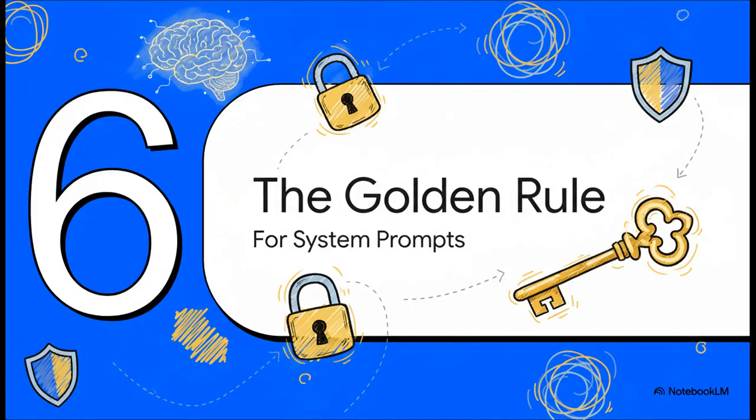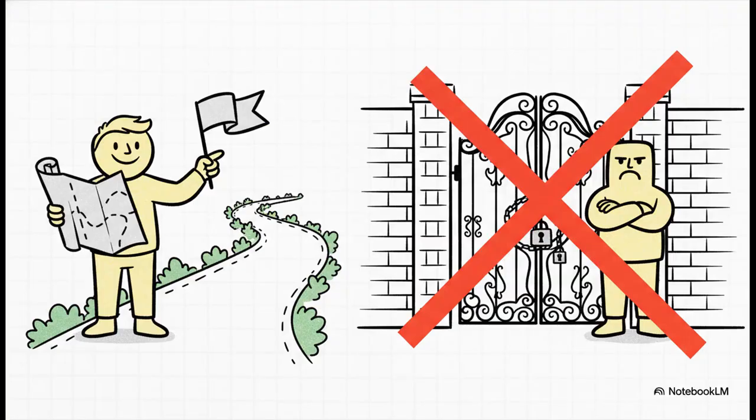So, after everything we've talked about, what's the one big idea you should remember? I like to call it the prompt's golden rule. It's this simple. Your prompt is a guide, not a guard. Its job is to give direction, to give context. Its job is not to be a security wall. It's more of a gentle suggestion, not a hard and fast law.